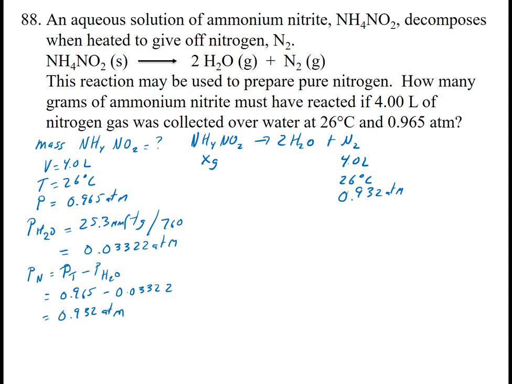I need to find the moles of nitrogen, relate that to moles of ammonium nitrite, and then find the mass of ammonium nitrite. So the first thing we're going to do is use the ideal gas law, PV equals nRT. My pressure is 0.932. My volume is 4.0. n is what I'm trying to find, this is n of nitrogen. R is 0.0821. And T is 26 plus 273, which gives me 299 K.